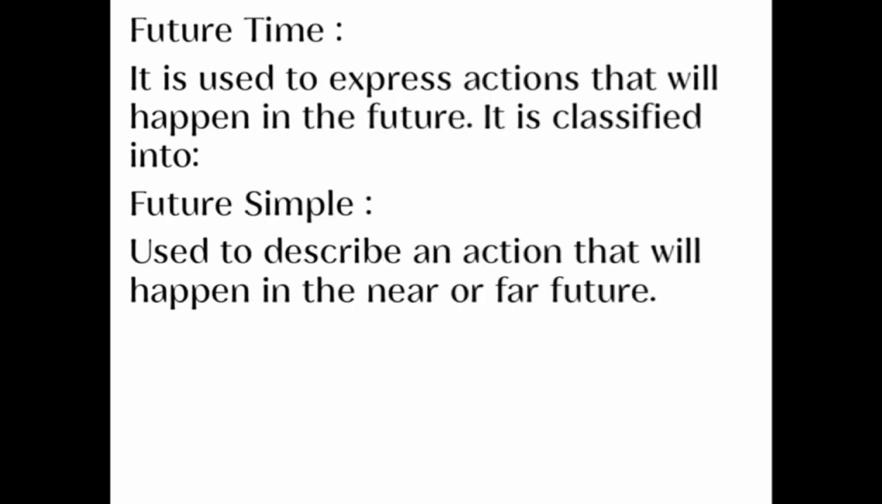Coming to the future time. Future time is used to express actions that will happen in the future. That means the action has not yet occurred. It doesn't exist. It will be happening in the future. It is classified into two. Future simple. Future simple is used to describe an action that will happen in the near or far future, which is going to happen soon or it might happen later.